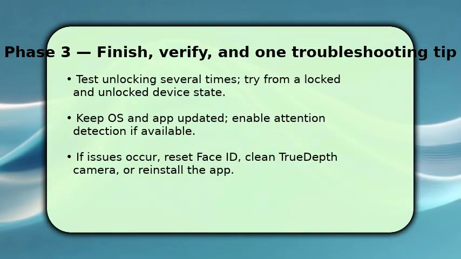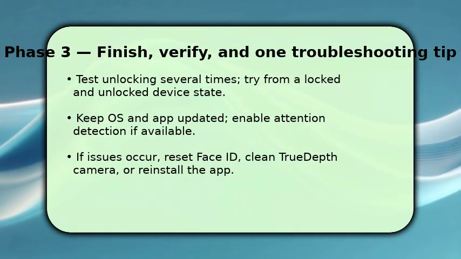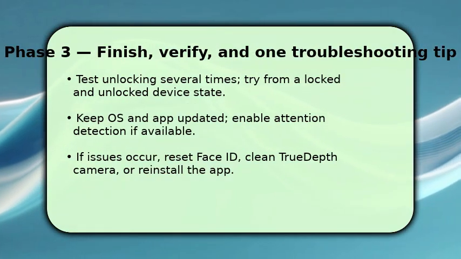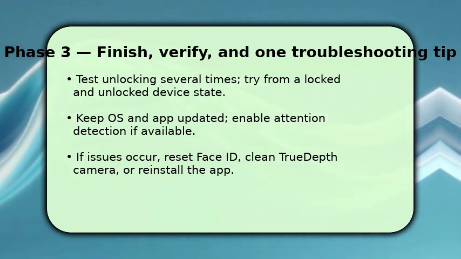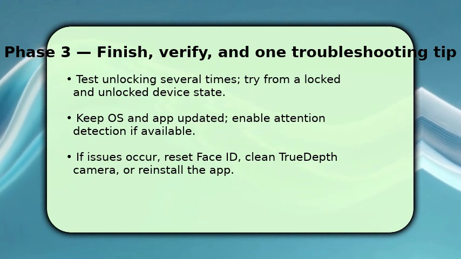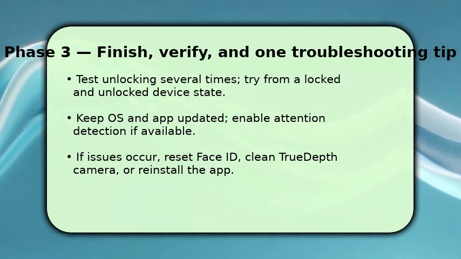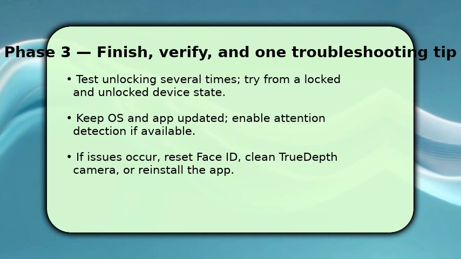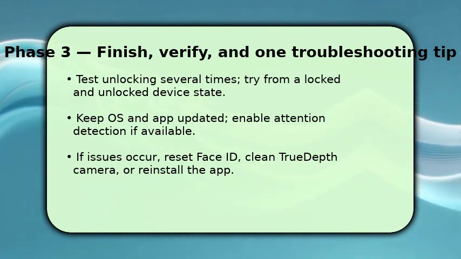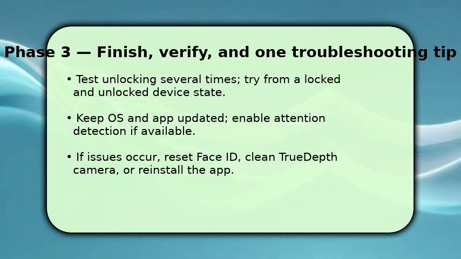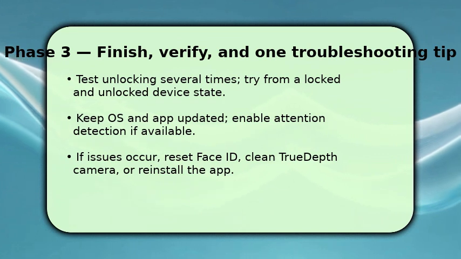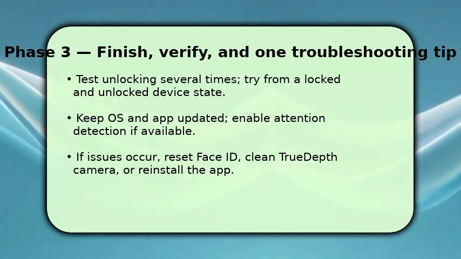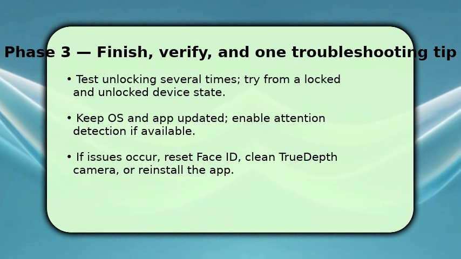You finish by thoroughly testing. Lock the device, open the app, and confirm Face Lock unlocks it reliably. Make sure to test from different angles and lighting, and enable attention detection if the app supports it for added security. Keep both iOS and the app updated so biometric APIs remain compatible. If Face Lock fails, try the tip: reset Face ID, clean the TrueDepth camera, restart the device, or reinstall the app. That single troubleshooting step often resolves recognition and permission problems quickly.